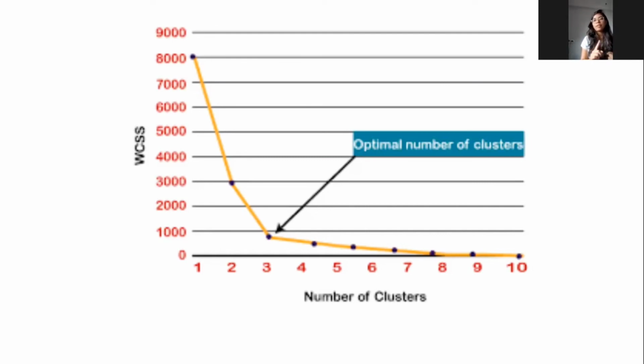Okay, so let's summarize the k-means. First we have seen what clustering is, then what the steps in clustering are to form a cluster with k-means clustering, and how to find the best value for the k.